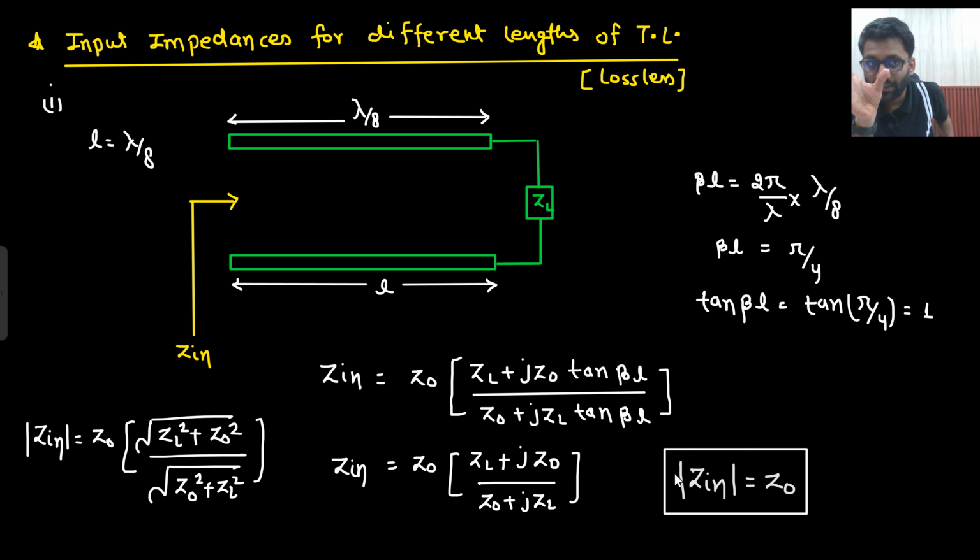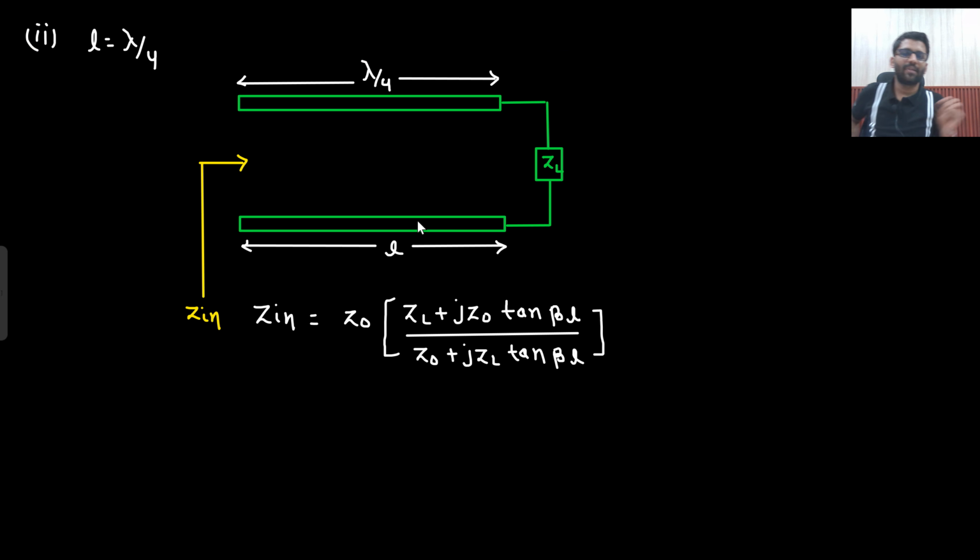What we have studied you can forget, but something we have studied. So in the examination you will just do this: beta L is pi by 4, then you will write down Z0 into ZL plus j Z0, then you will get to know this is getting cancelled. So the magnitude is equal to Z0 only. So for a lambda by 8 transmission line, the magnitude of input impedance is equal to the characteristic impedance. Is that clear to you? Okay, so this you don't need to remember. Now lambda by 4. So what will be my beta L?